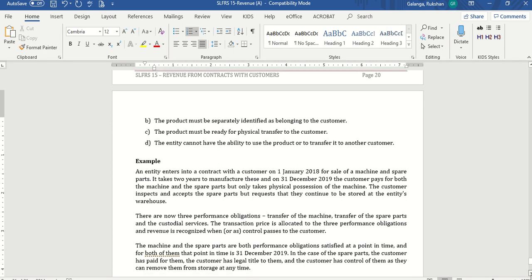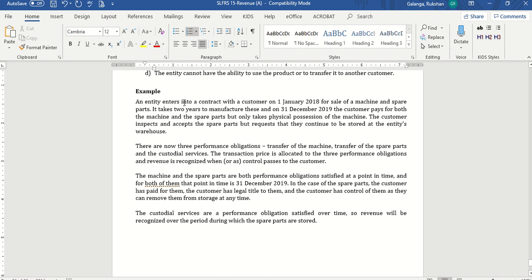Right. Okay, we look at the example which is given for that. An entity entered into a contract with a customer on 1st January 2018 for sale of a machine and spare parts. Machine එකයි spare parts ටිකයි විකුණන්න. It takes 2 years to manufacture these, and on 31st December 2019 the customer paid for both the machine and the spare parts but only takes physical possession of the machine. අවුරුදු දෙකක් ගියාට පස්සේ machine එක අරන් යනවා. හැබැයි spare parts ටික ගෙනියන්නේ නැහැ.